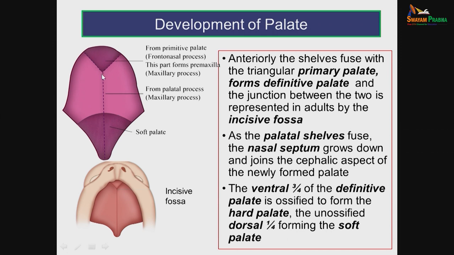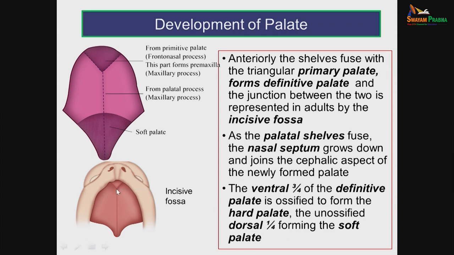The junction between the primary and secondary palate is called the incisive fossa. Please note, as the palatal shelves fuse, as I have shown in the previous picture, the nasal septum will grow down and join the cephalic aspect of the newly formed palate. So, the primary palate and secondary palate are fusing to form the definitive palate. At this stage, when the palatal shelves are fusing, the nasal septum is going to come and join the cephalic aspect of the newly formed palate.